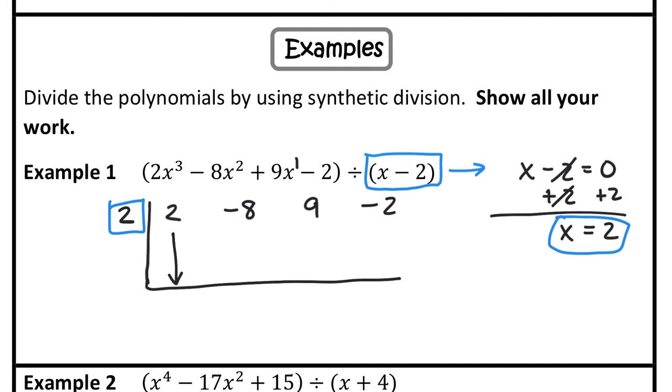The rule is you bring down the first number, so 2. Then you multiply. What's 2 times 2? That's 4. And you write the result underneath the next number. And then we're going to add. What's negative 8 plus 4? That's negative 4. Then multiply. What's 2 times negative 4? Negative 8. So we add. What's 9 plus negative 8? That's positive 1. Then we multiply. 2 times 1 is 2. So I put that under the next number. Then we add. What's negative 2 plus 2? 0.